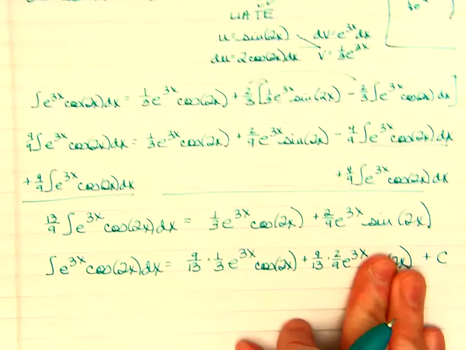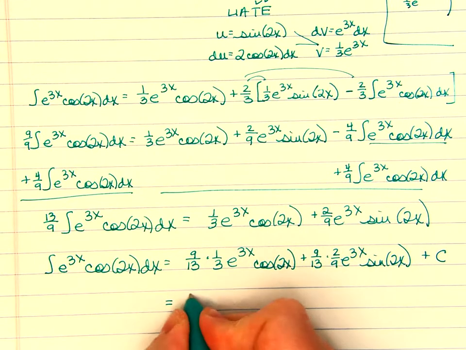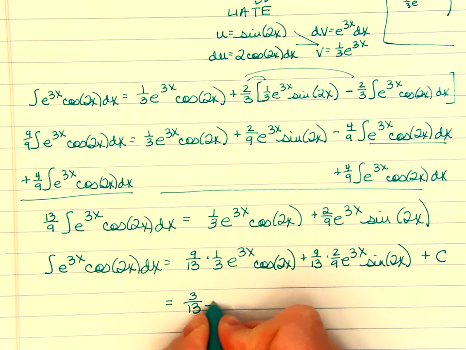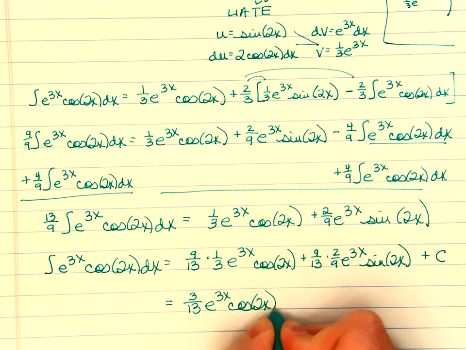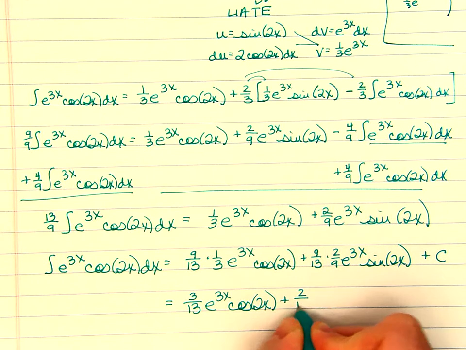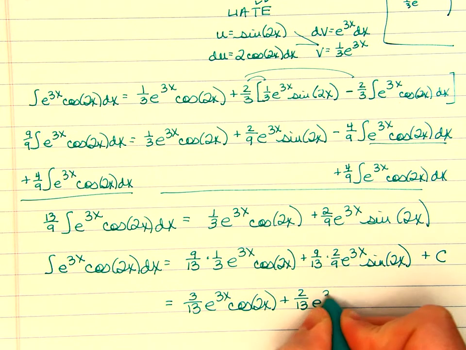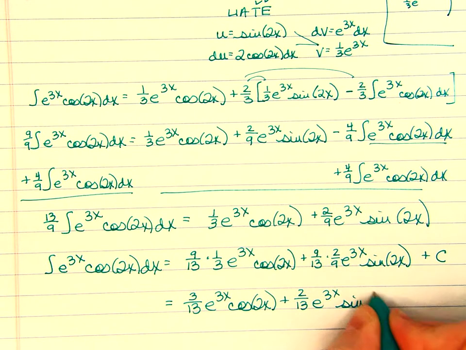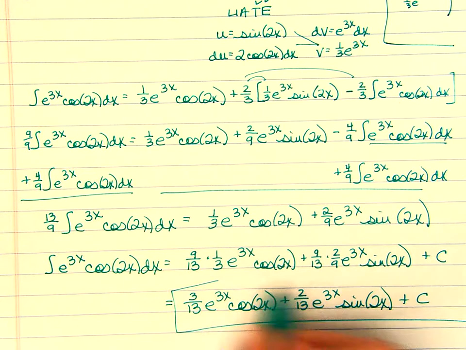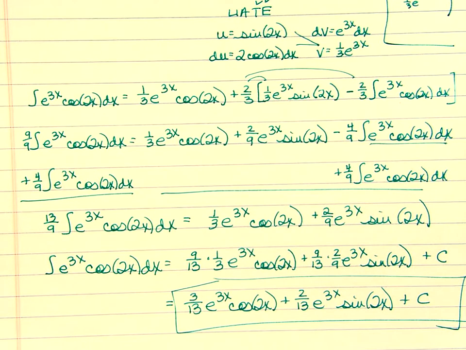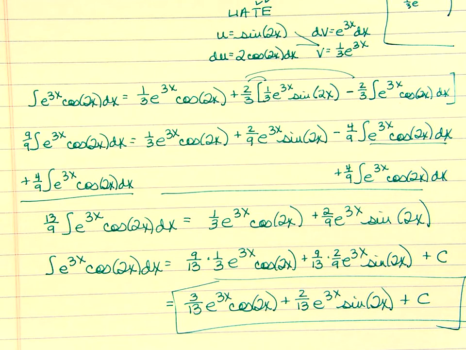Then I just need to do some simplifying here, and I'm going to get 3/13 e to the 3x cosine 2x plus 2/13 e to the 3x sine 2x plus a constant. So same ideas as last time, just a little bit messier because of the chain rule stuff we have to do on our u du stuff, and our u substitution stuff we had to do on our dv and our v stuff.